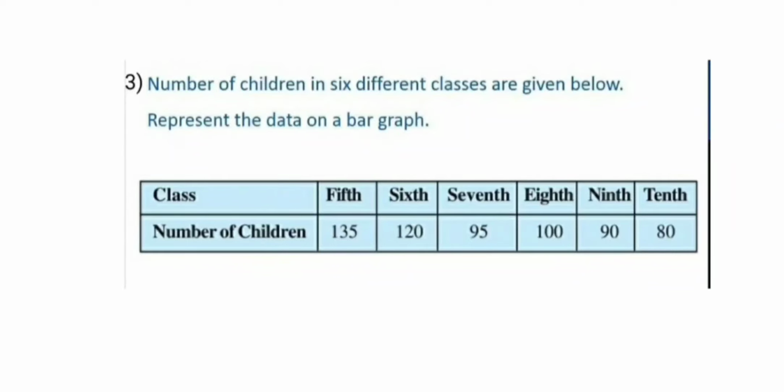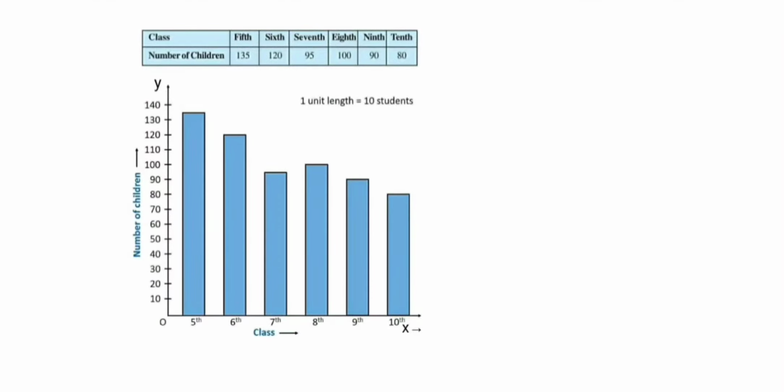Third number, number of children in 6 different classes are given below. Represent this data on the bar graph. Here the class and number of children are given in this table. Class starts from 5th to 10th and respective number of children are there. So using this table we will represent this data on the bar graph.